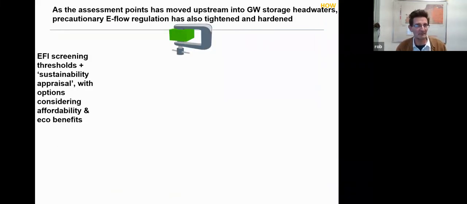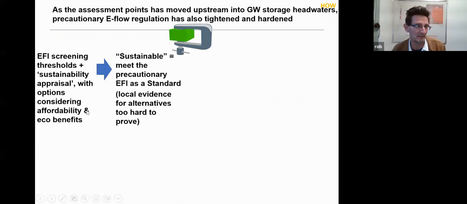Now, whilst that upward assessment point migration has been going on, the approach towards environmental flow regulation has also tightened and hardened. We've gone from a position where we had these screening thresholds, and a sustainability appraisal process that considered things more broadly, to one in which sustainable just means meet the flow standard. There is a notion that it's possible to have alternative local flow standards, but in the context of any particular location, the standard of evidence required to make that stick is usually impossible to meet, because the data often isn't there, and it's impossible to prove anything to move away from the precautionary standard that's been established nationally. So very few examples of where anything like that has happened.